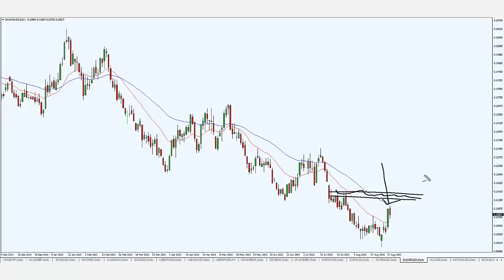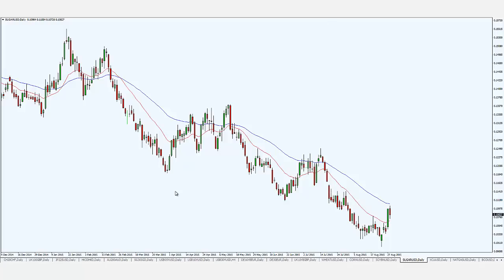There are two ways you can go about it. Number one, you can place a sell limit order in that zone, or number two, you can wait for a form of confirmation, a candlestick pattern like the pin bar or an engulfing pattern, before you take a shot at this trade. So that's my take on sugar.